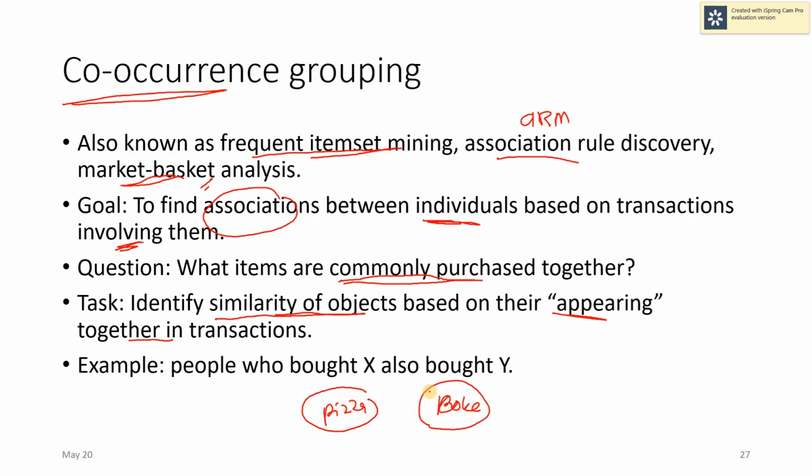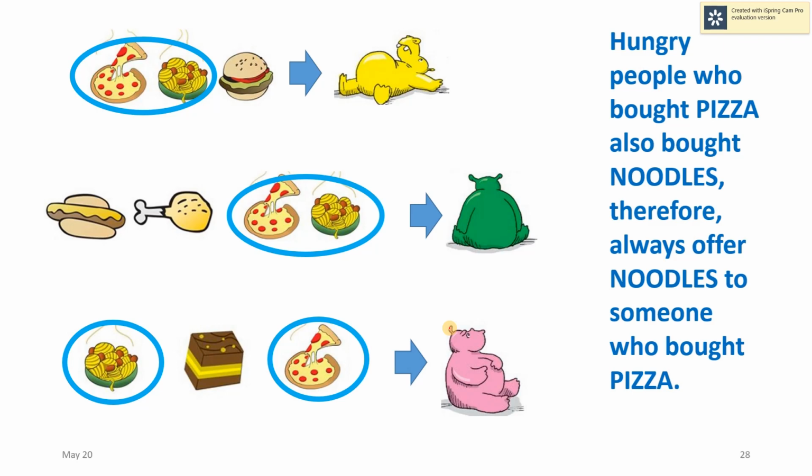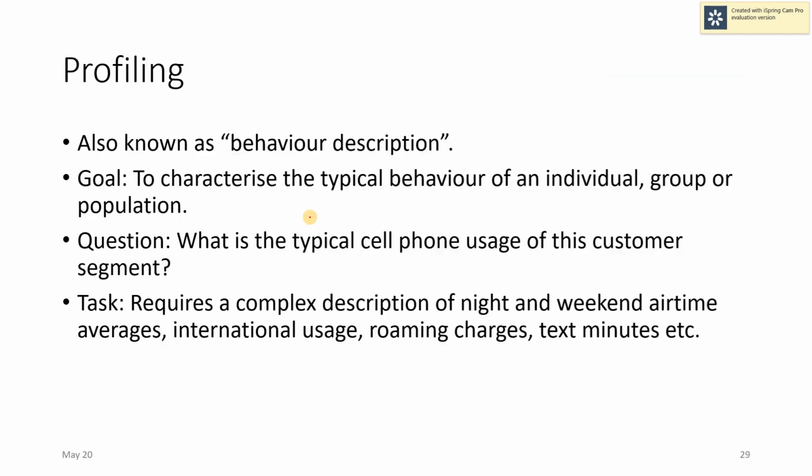So they will not give another promotion or offer something they feel the person will not buy anyway. For example, they want to offer chocolate cake. If they see someone buying pizza, it's rare. Not many times will that person buy chocolate cake. So they will not offer chocolate cake. That is a layman's example. Okay. Here, this is an example. A hungry person who bought pizza will also buy noodles. Therefore, always offer noodles to someone who bought pizza. Meaning if a person buys pizza, they will surely buy noodles too, because based on past transactions, we see that people usually buy these together.